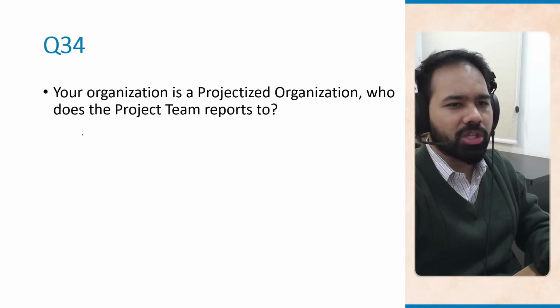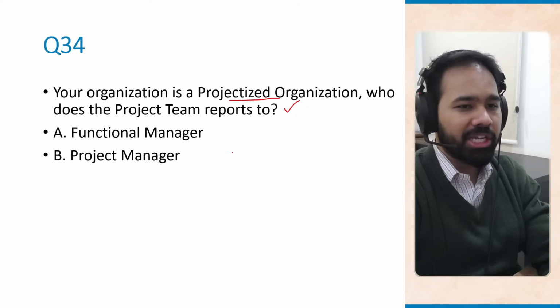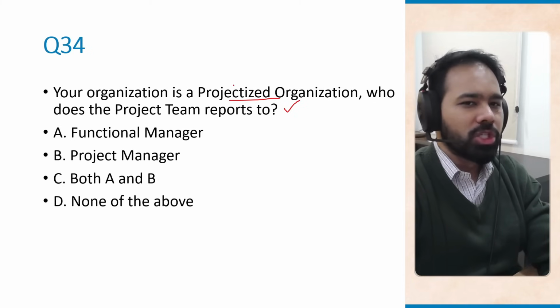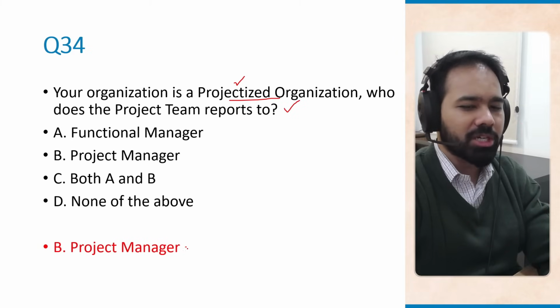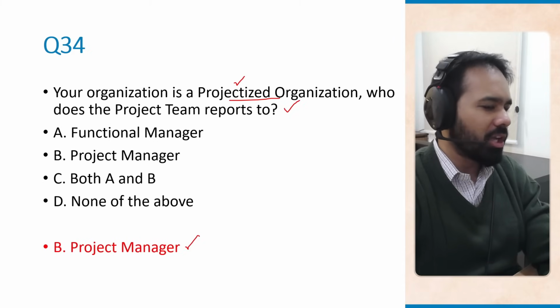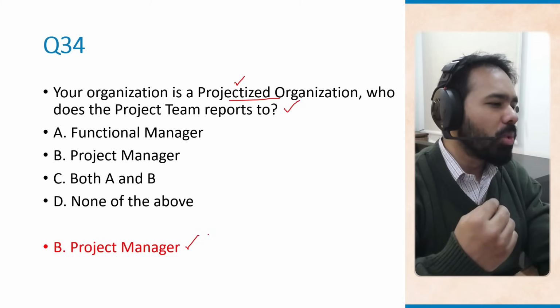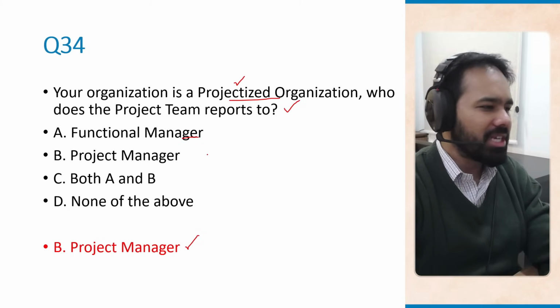Okay, question number 34. Your organization is a projectized organization. Who does the project team report to? Functional manager, project manager, both A and B, none of the above. So we are talking about projectized organization here. This is where the project manager has full authority over the project. The entire project team reports directly to the project manager. The functional manager actually has little to no authority.